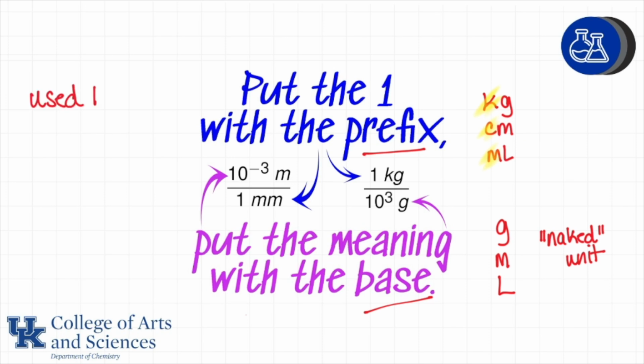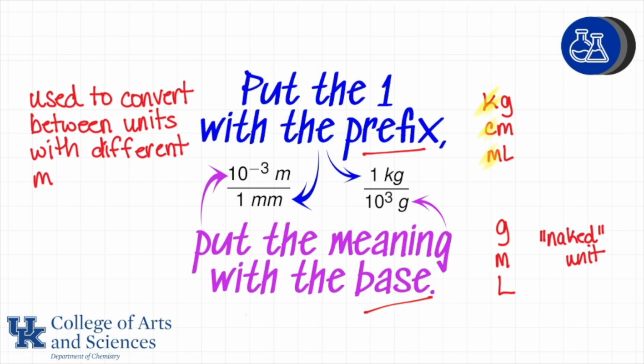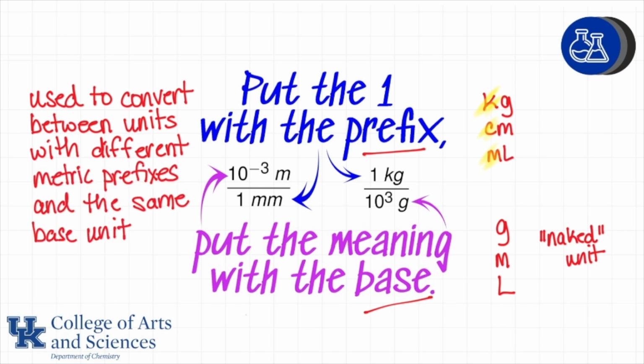The reason this is so important is because we're going to use it to convert between units with different metric prefixes. So for example, if I'm looking at something that has kilometers and I need to convert it to meters, I know the relationship between those two things. We might also go from kilometers to meters and then meters to millimeters. We'll talk more about that process later. Right now, I just want you to focus on writing these relationships.